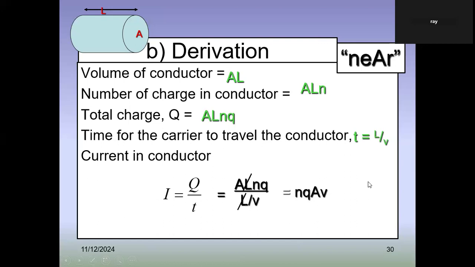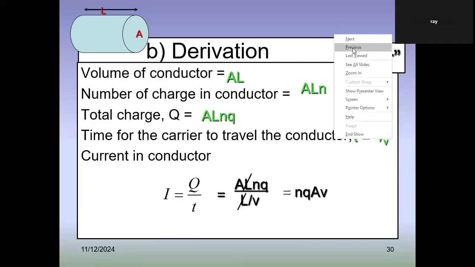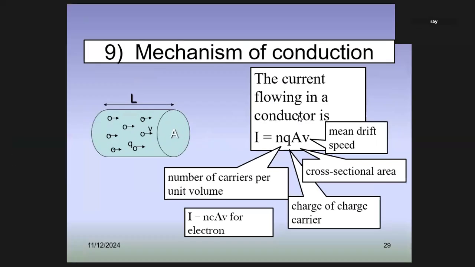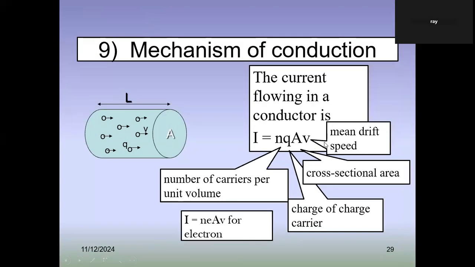Okay with that? Sorry, what's n? Say again. What is n? n is the number of charge carriers per unit volume. v is the mean drift speed. n is the number of carriers per unit volume.